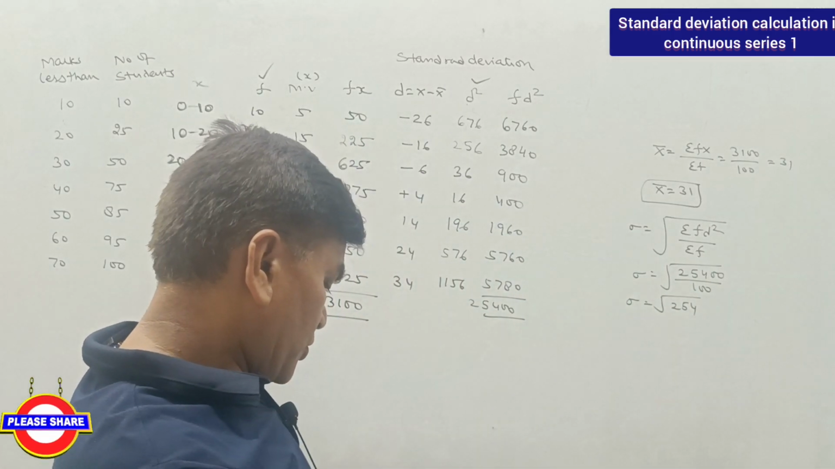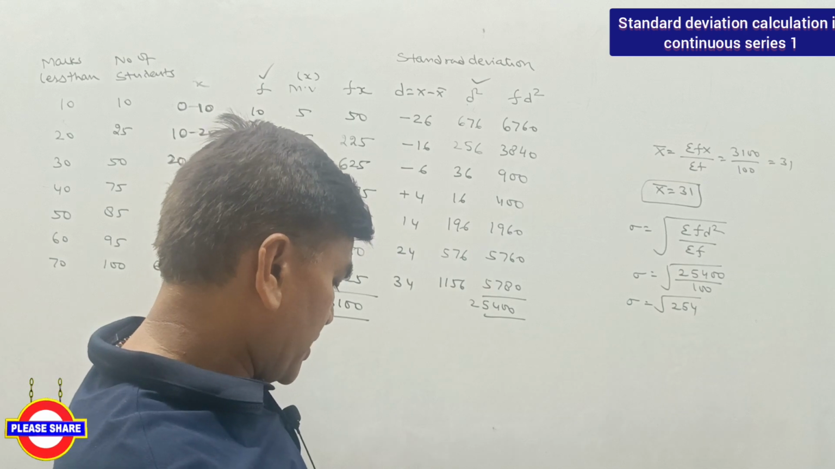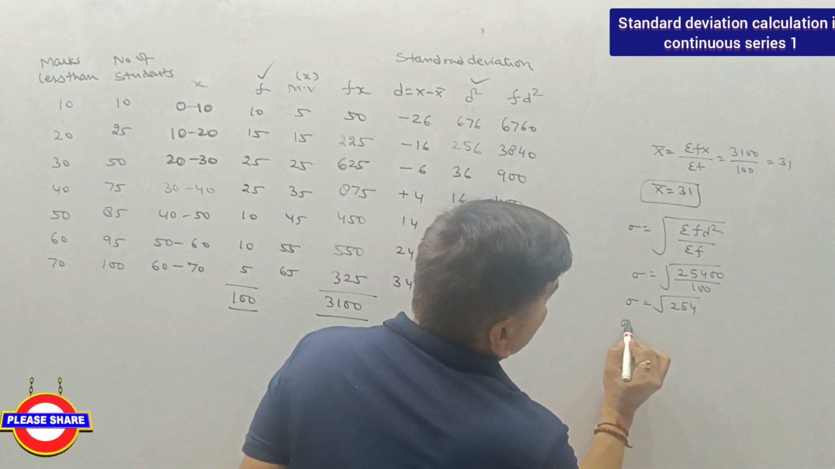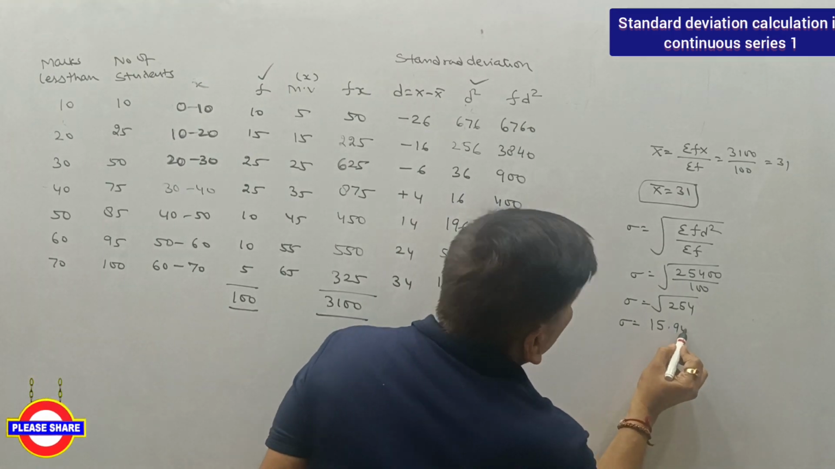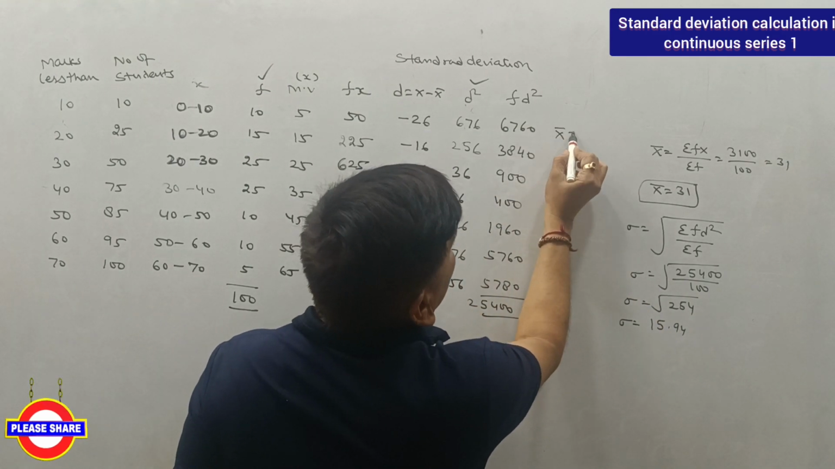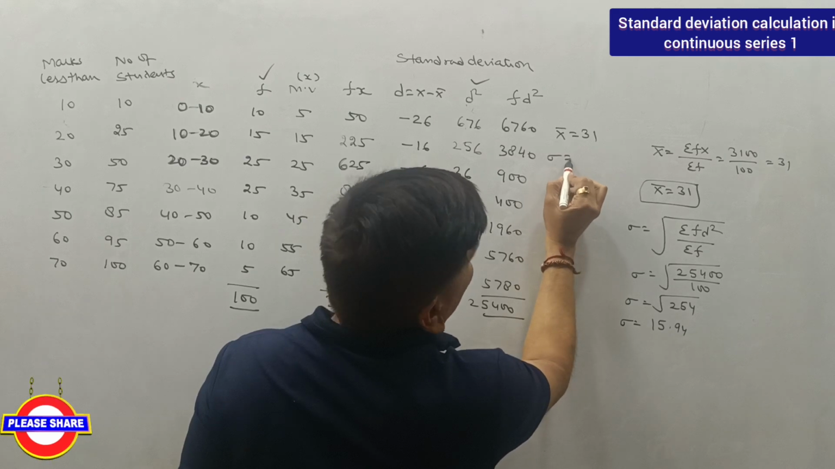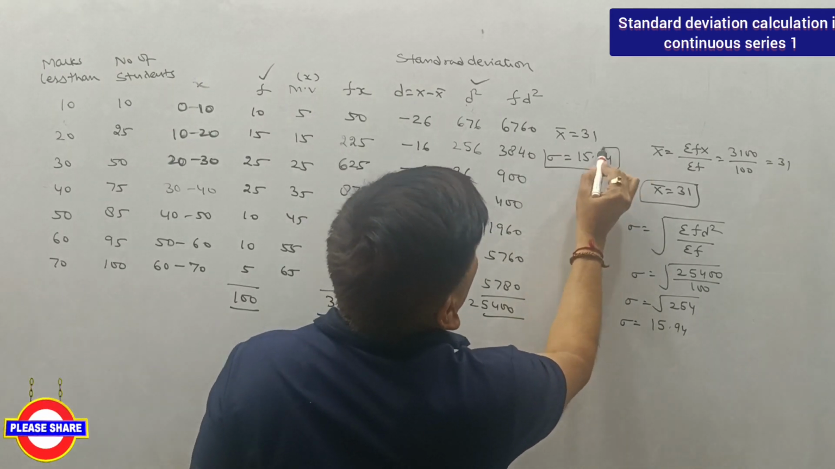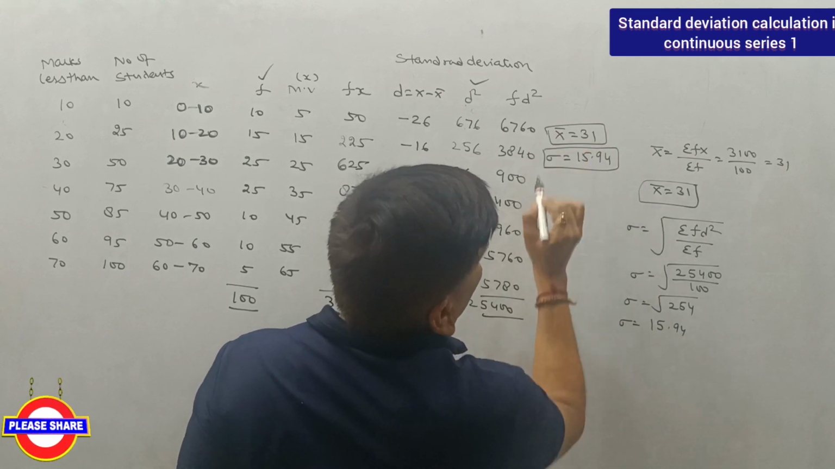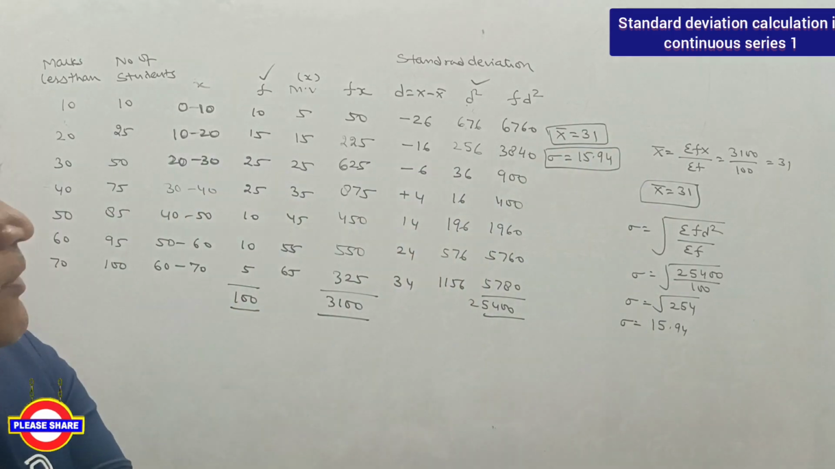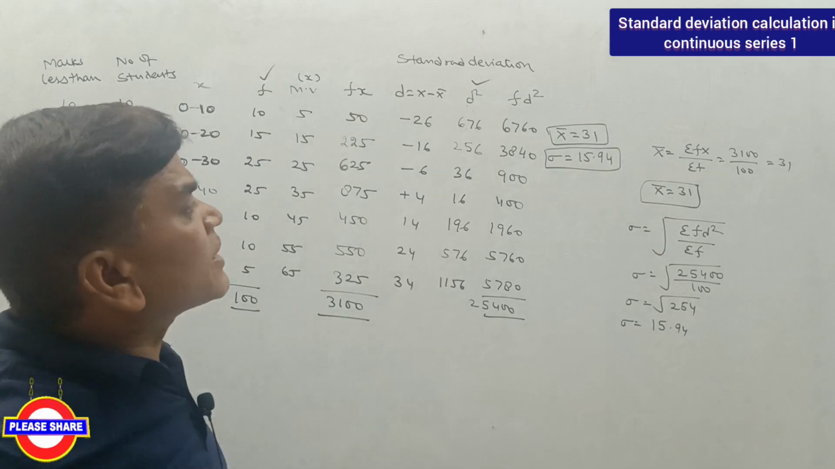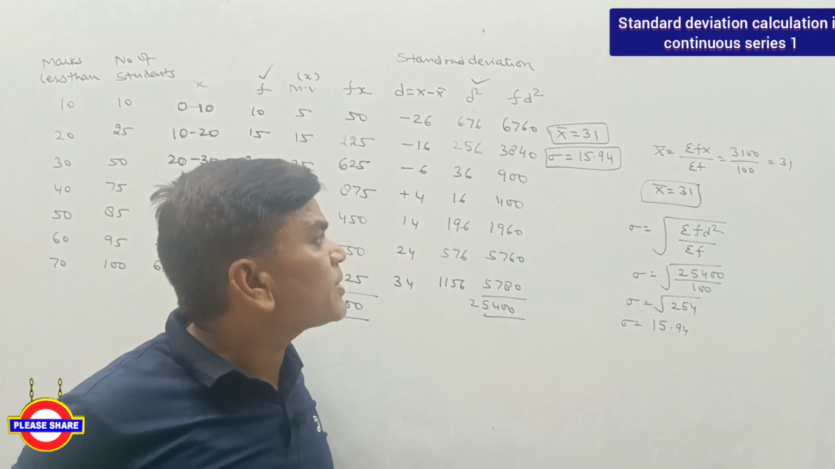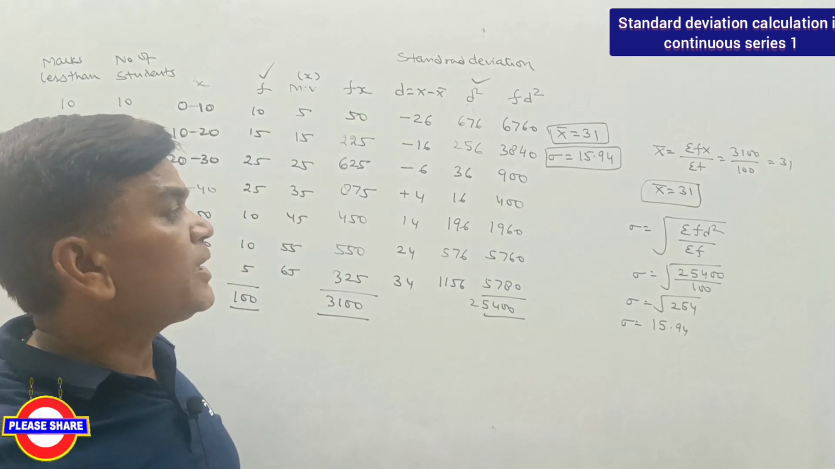So the root of 254 is 15.94. So the standard deviation is 15.94. The value of x bar is equal to 31 and the value of standard deviation is equal to 15.94. We have calculated both of the values. The first value, arithmetic mean, is 31. Second value, standard deviation, is 15.94.